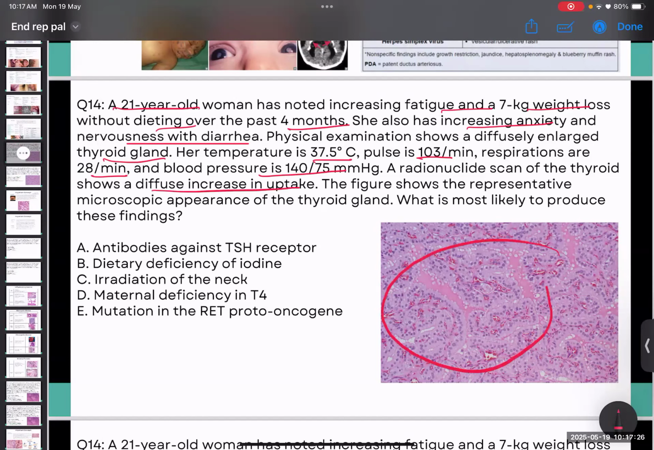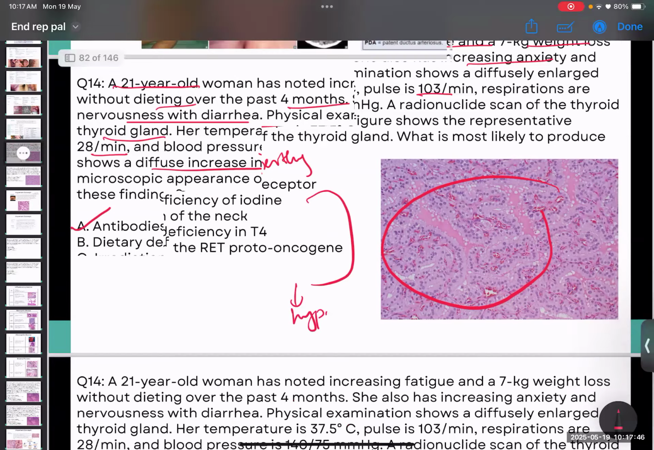And this is her histopath. Which of the following is likely to produce these findings? So she's a classic case of hyperthyroidism, and one of the most common causes of hyperthyroidism is Graves' disease. So antibodies against the TSH receptor is the answer. All of these other four are basically hypothyroidism. So yeah.